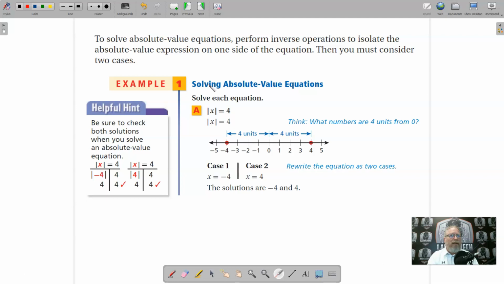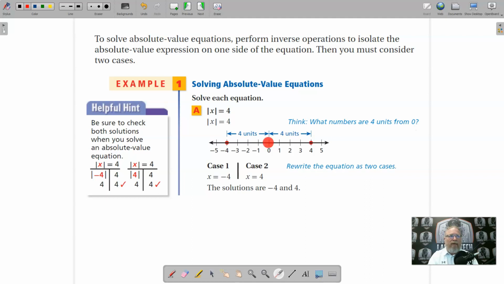Example 1, solving absolute value equations. Solve each equation. Our equation is the absolute value of x equals 4. So we rewrite our equation here. We think, what numbers are 4 units from 0?